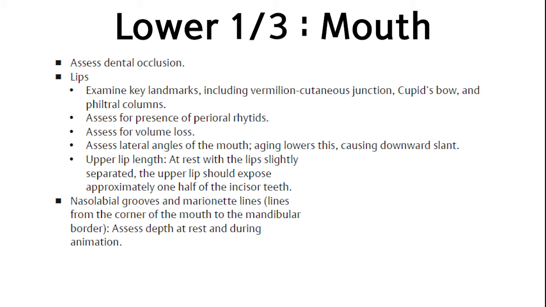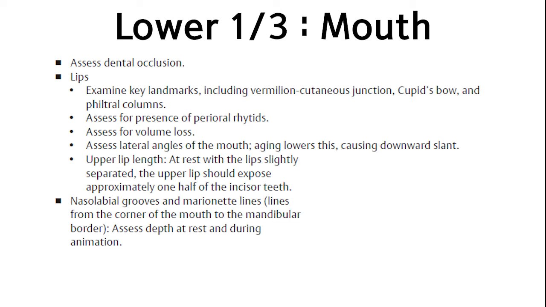Okay, finally, the lower third. The lower third has important structures such as the mouth, chin, and neck. First, the mouth is considered. We should assess the dental occlusion. Regarding lips, we examine key landmarks including the vermilion cutaneous junction, cupid's bow, and philtrum columns, and assess for the presence of perioral rhytids.